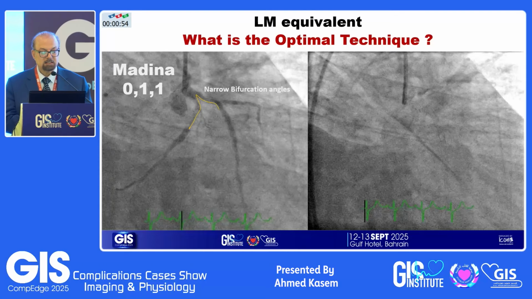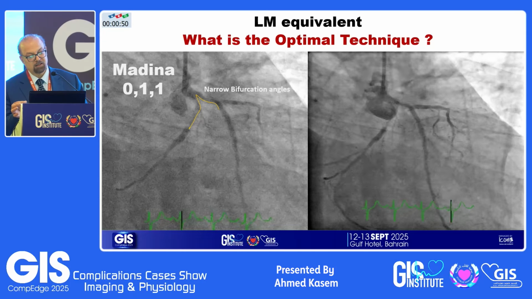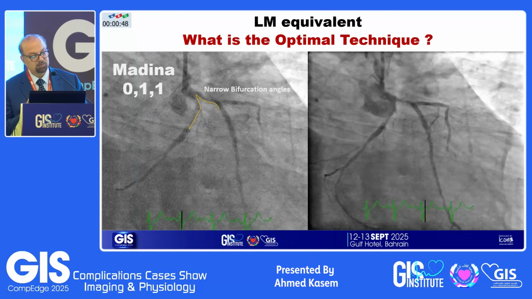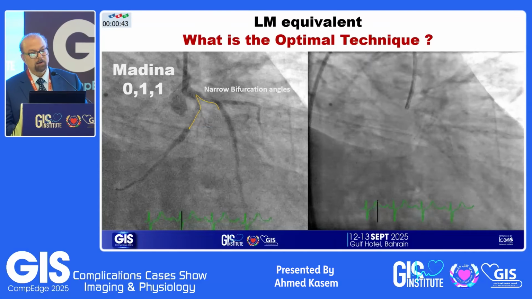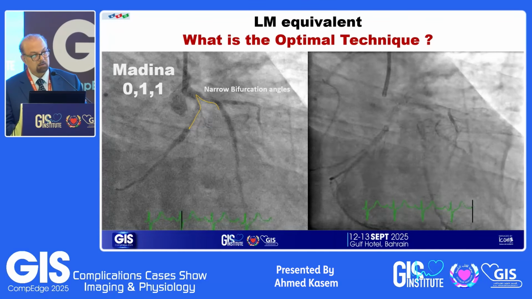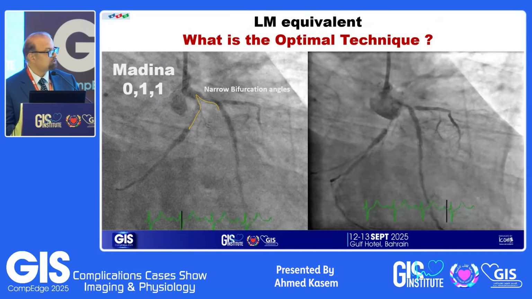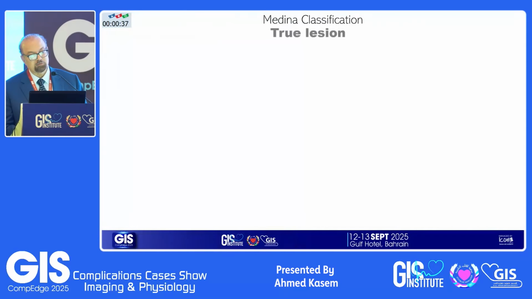Then I came to the left system. Actually, it is a narrow angle: an ostial lesion in the LAD and an ostial lesion in the left circumflex. It is Medina 011 classification. So what is the optimal technique? I took my time to think about the strategy for approaching.